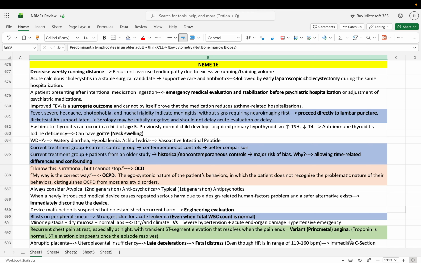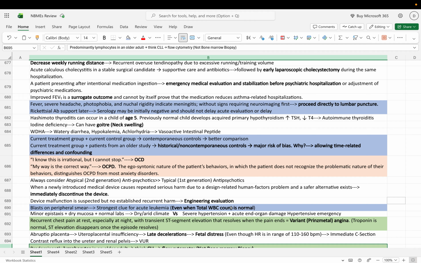Today let's go through the NBME 16 review. I have divided this section into three colored parts: green, orange and blue, followed by the uncolored portion, which we will be discussing later. And this is the last NBME that I am putting on this channel.